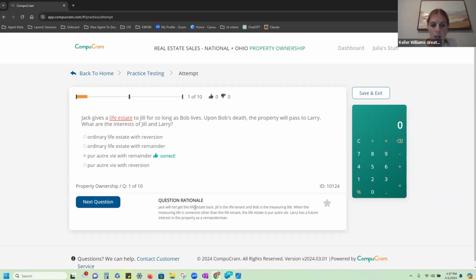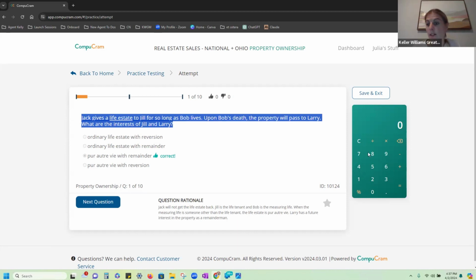And the question, Jack will not get the life estate back. Jill is the life tenant and Bob is the measuring life. When the measuring life is someone other than the life tenant, the life estate is pur autre vie. Good to know. Larry has a future interest in the property as a remainderman.